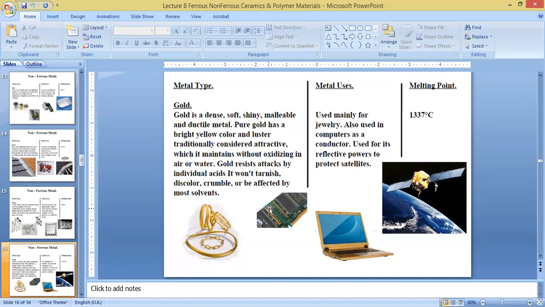It's also used for its reflective powers to protect satellites. So even satellites will be coated with gold, because of its high reflective powers. This laptop apparently should be coated with gold. I've never seen one before, but the assumption is that they may exist.